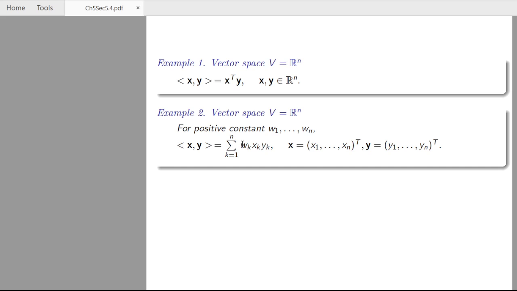And somehow you can say the w is a kind of weight, which means we put a weight on each of these component products. And we can easily show this operation is an inner product, which means it satisfies the properties in the definition for inner product.